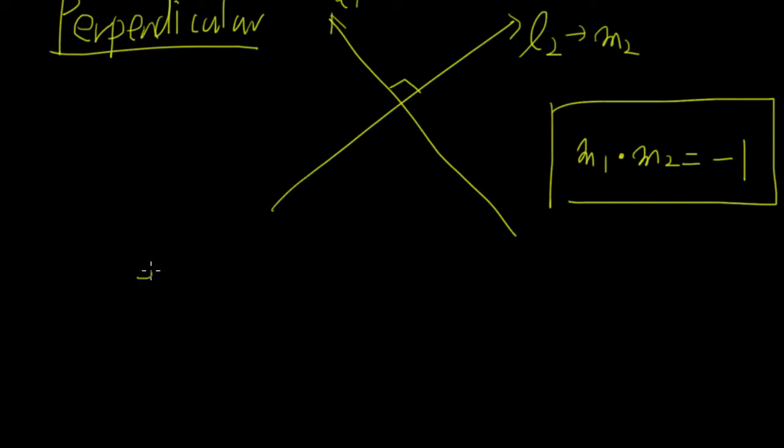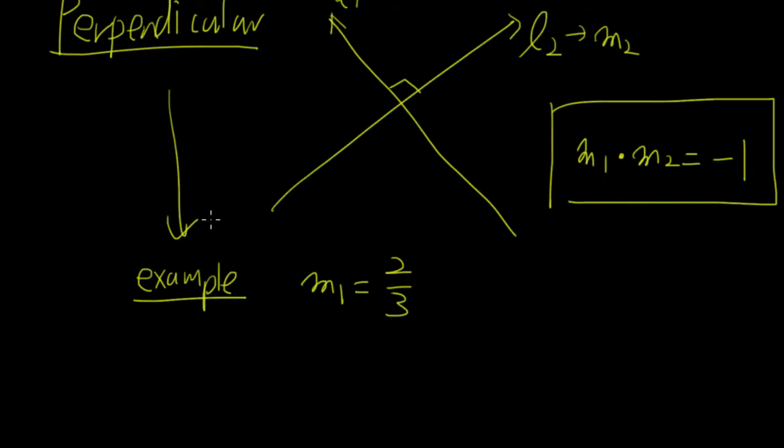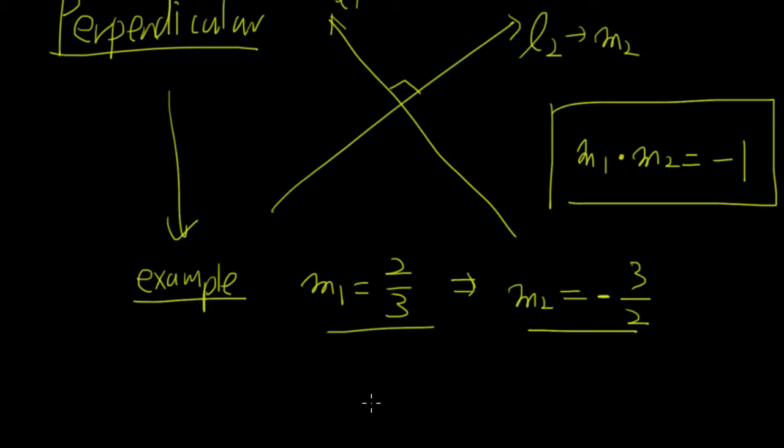So for example, let's say m1 is 2/3. If they're perpendicular to each other, what should be m2? m2 should be, you flip the first one, which is 3/2, and you put the negative in front, like that, right? And these two are perpendicular to each other.